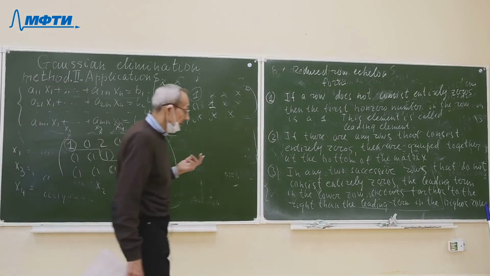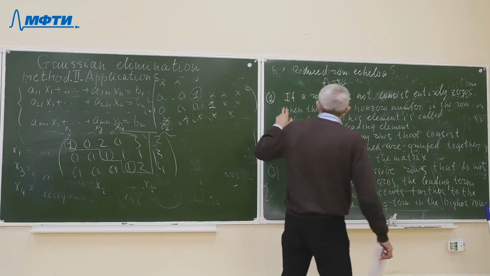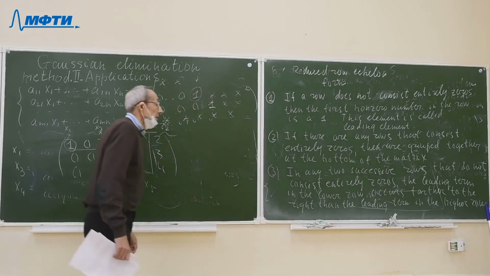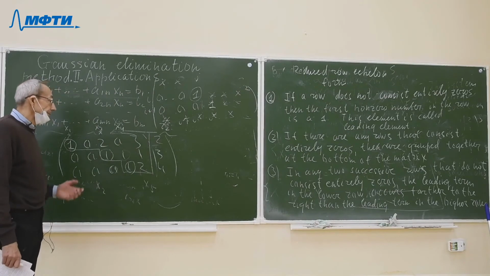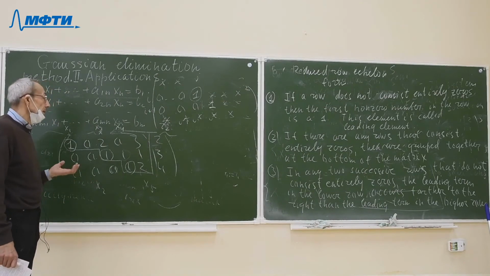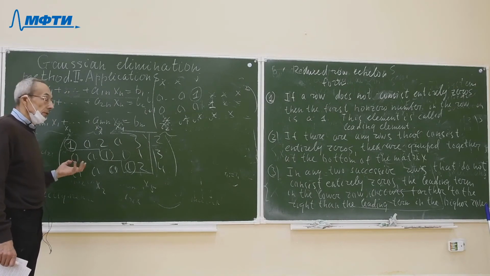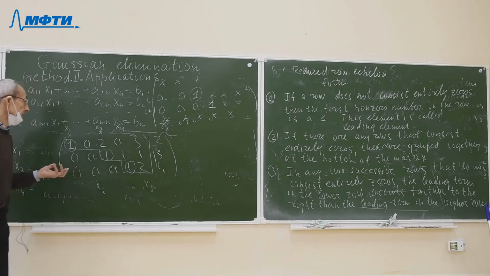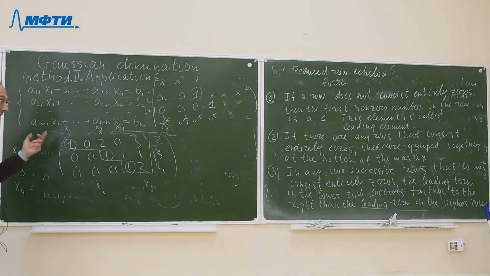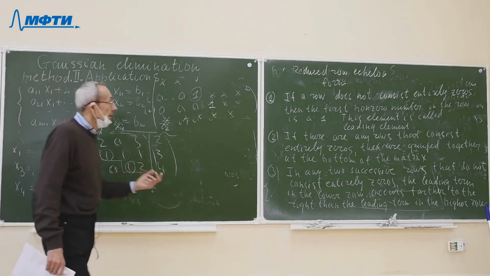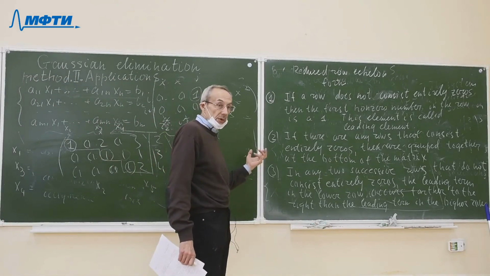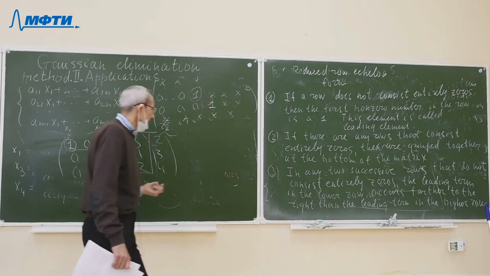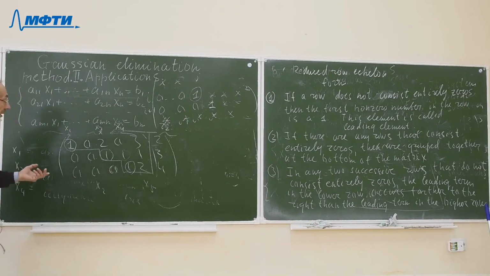The main remark: the reduced echelon form is very close to the form with equivalent solution. The solution will be easy to obtain from the reduced echelon form using the same procedure.